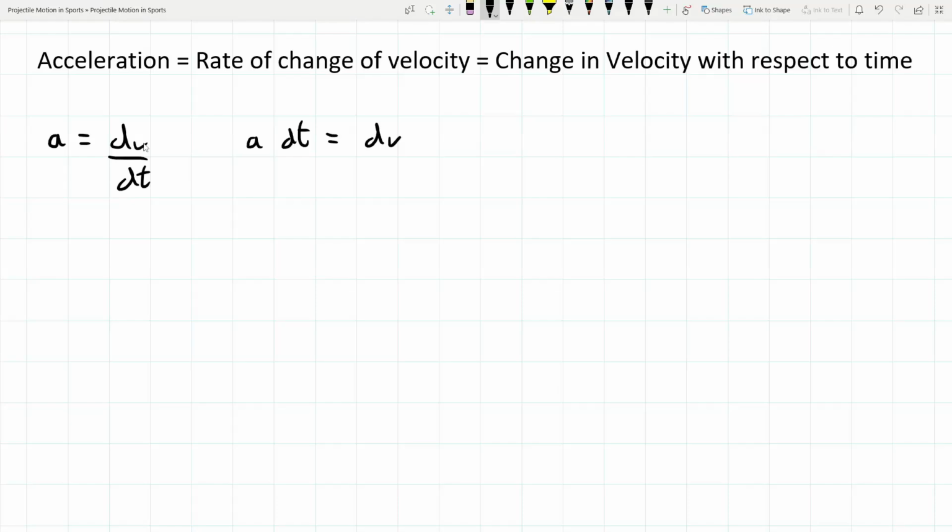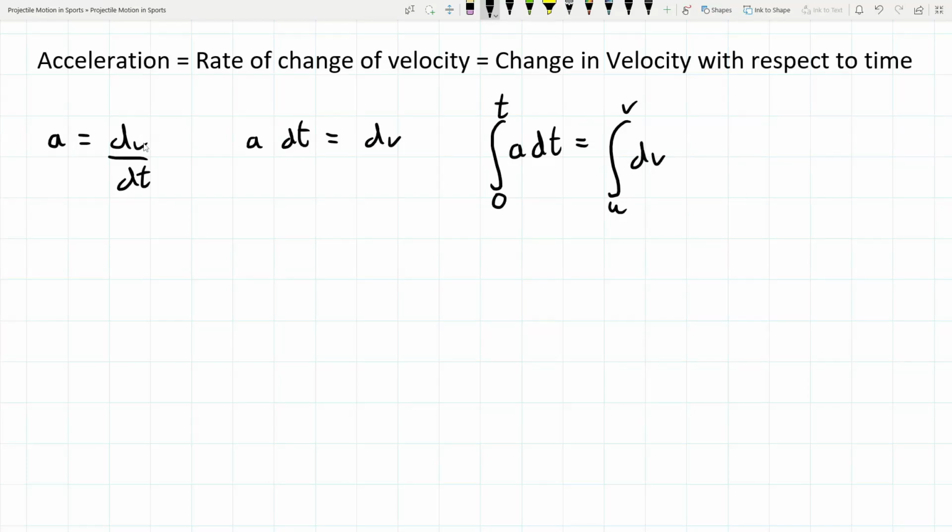We can integrate both sides. So we get the integral of a dt. We're going to evaluate this from 0, the initial time is 0, up until some time t. That's going to be equal to the integral from the initial velocity we call u to the final velocity we call v of dv. So now we just integrate.